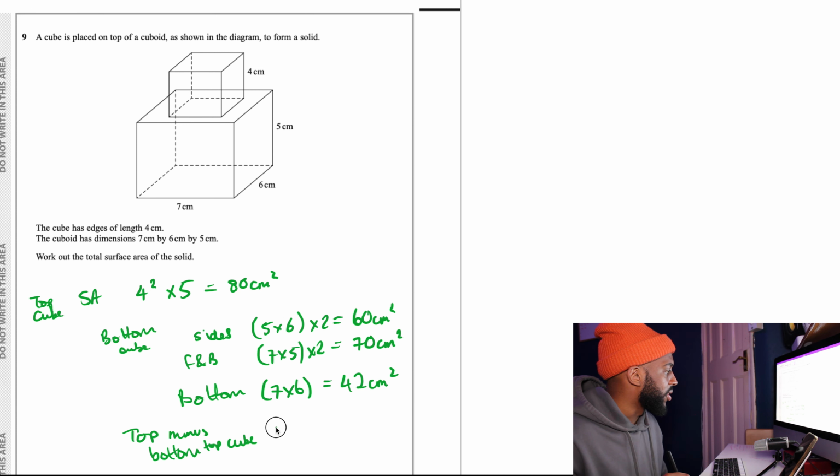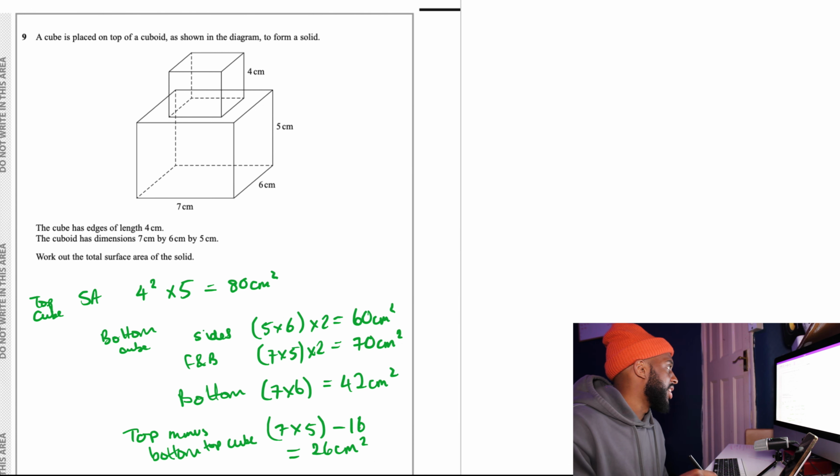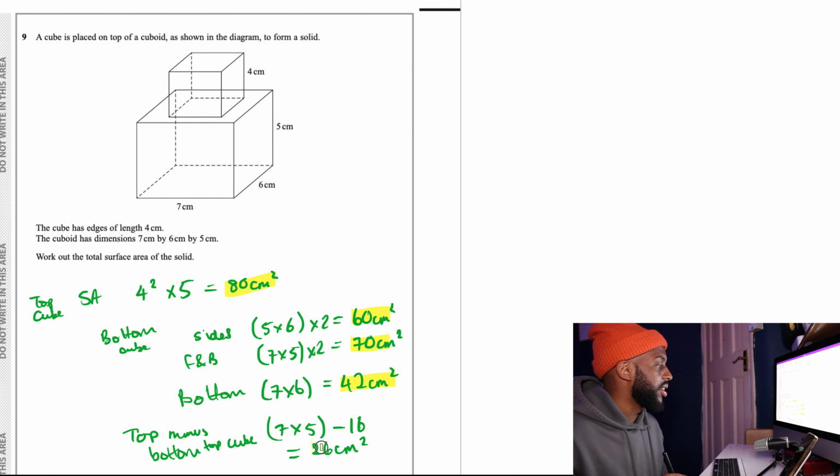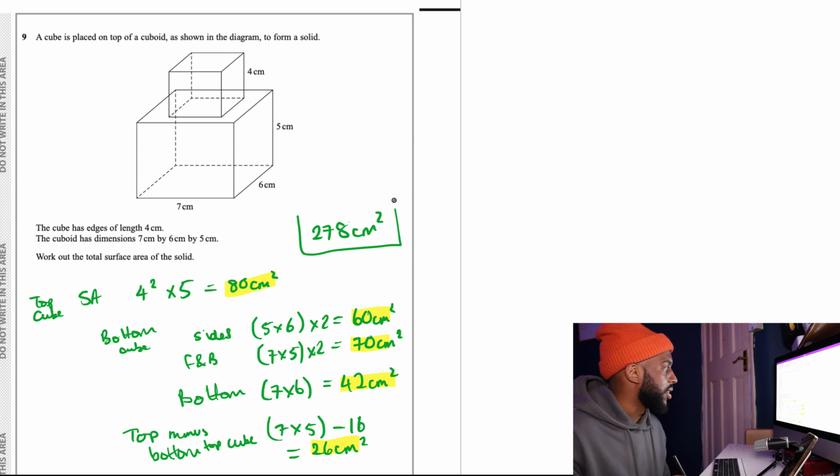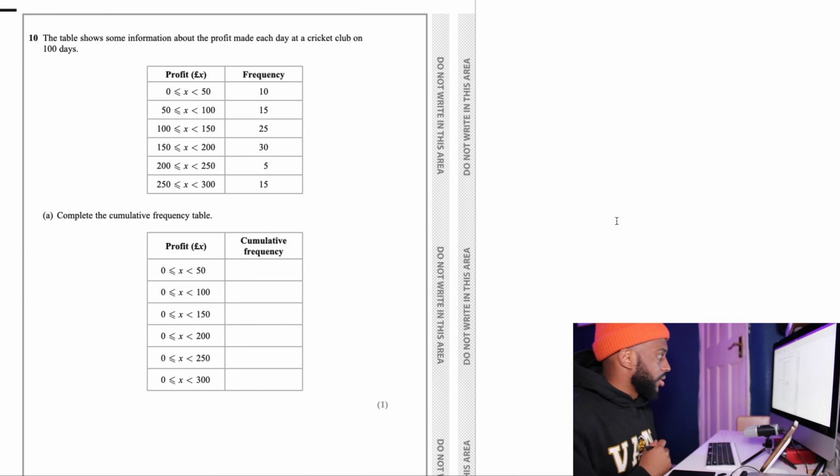So then that's going to be 7 times 5, but we need to minus the face of the cube, so we're going to minus 16 from that. And once we've done all of that, it's going to be 35 minus 16, which gives us 19... sorry, 42 minus 16, which gives us 26 centimeters squared. And then lastly, we've worked out all the surface areas. We just need to add these 5 values up, and once we add them up, we will get 278 centimeters squared. And that's our final answer.